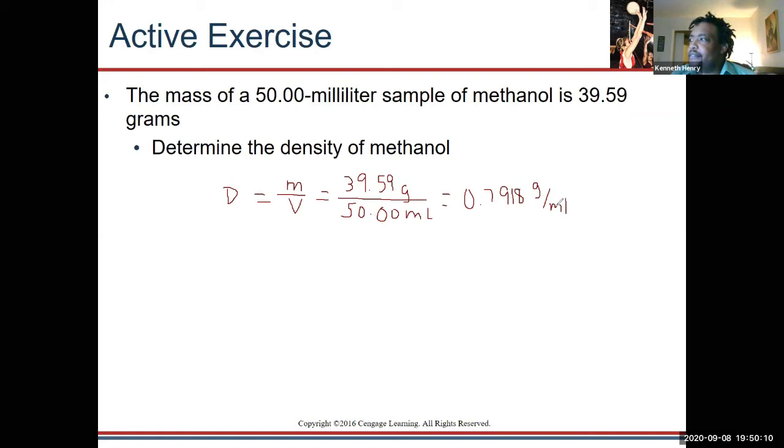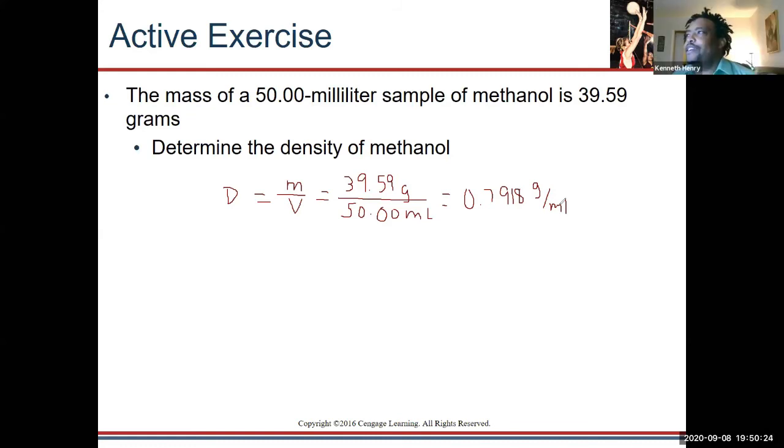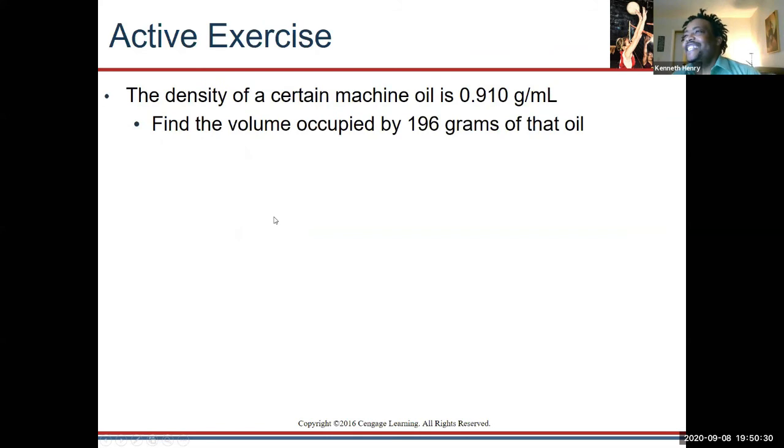Piece of cake? Yeah, no, maybe? Yeah. Maybe. Okay, so let's make it a little bit harder. It depends on how hard the problems get. Don't worry, I'll make them hard.